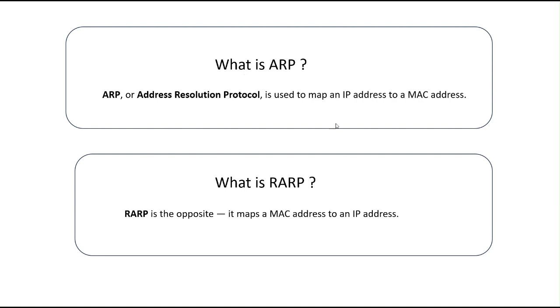So let us see what is RARP now. It is opposite to ARP, that is Reverse Address Resolution Protocol. It maps MAC address to the IP address. These days RARP is outdated and replaced by DHCP, which we'll see in later videos.